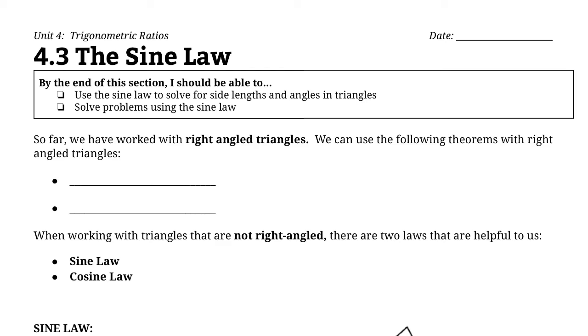So far we've mainly been working with right angle triangles, and we've been using two tools: the Pythagorean theorem and trigonometric ratios. What if our triangle is not a right angle triangle? There are two laws that can help us find a missing side or angle, the sine law and the cosine law. But in this video, we will be focusing on only the sine law to find a missing angle or a missing side in a non-right angle triangle.